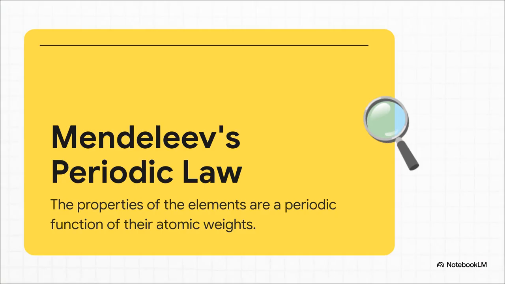This right here was Mendeleev's guiding light. His big idea was that if you line up the elements by their atomic weight, their properties will start to repeat in a predictable, periodic pattern. For him, the chemical properties, how an element behaves, that was the most important clue in the whole puzzle.